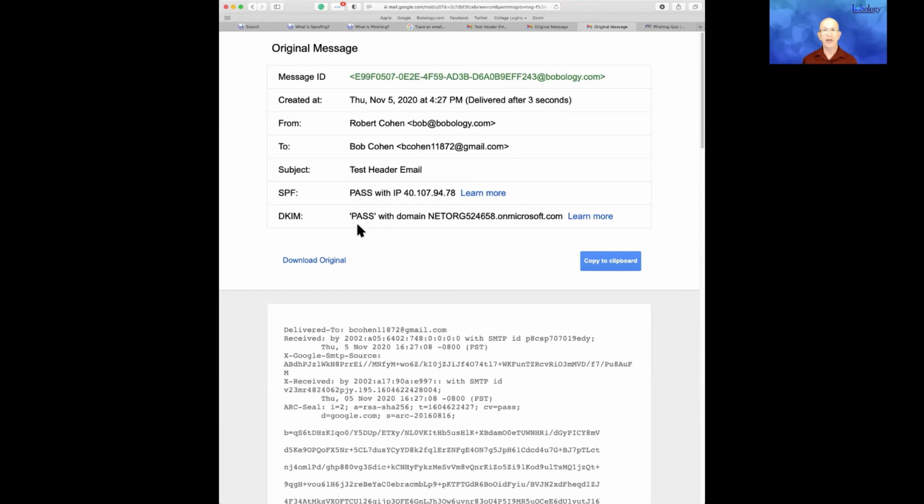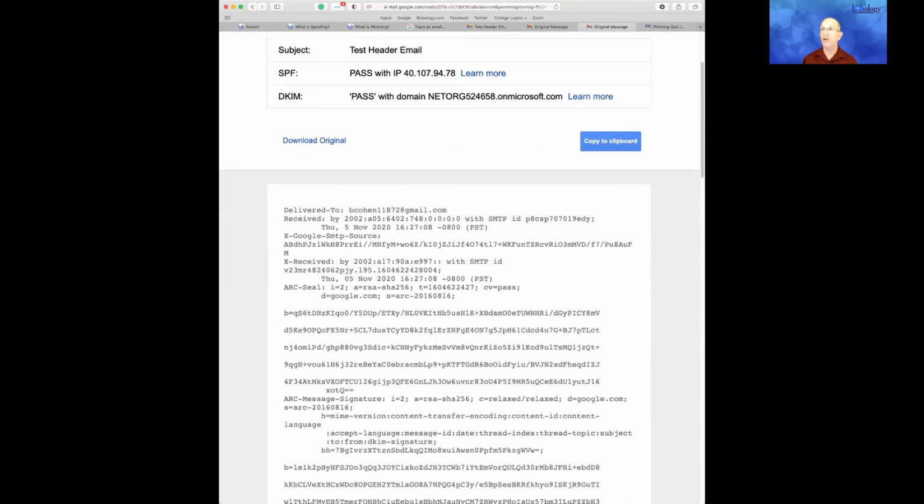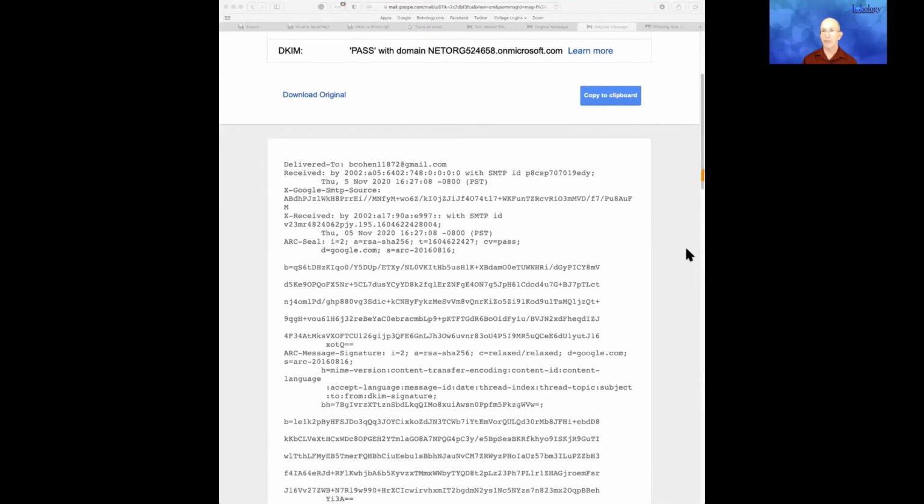Okay, so let's take a look at what is in here. And I'm going to take up my annotation tool because there's a lot to look at here. So it was delivered to B. Cohen at gmail.com, received, source. Oh my gosh, all these things are so confusing here. So where do we find something? Let's scroll down a little more.